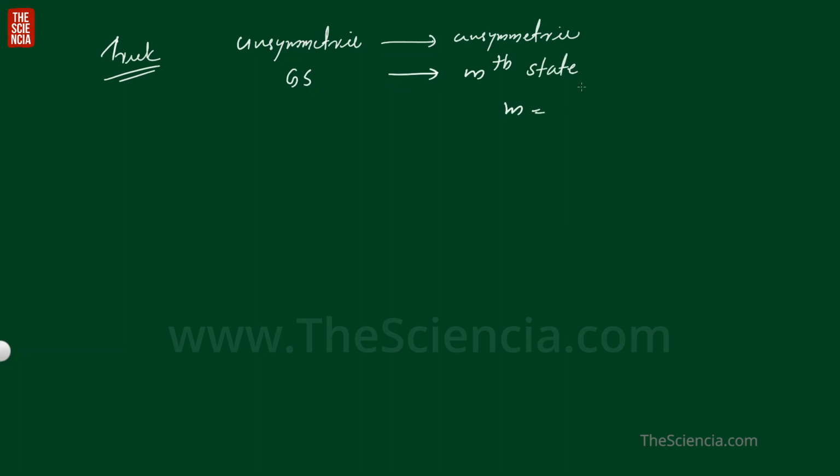So here initially the box is unsymmetric box and I am extending its wall. Again I am getting a unsymmetric box. And initially the particle is in the ground state and finally the particle is in mth state. That is m equal to 1 for ground state, m equal to 2 for first excited state and m equal to 3 for second excited state, etc.